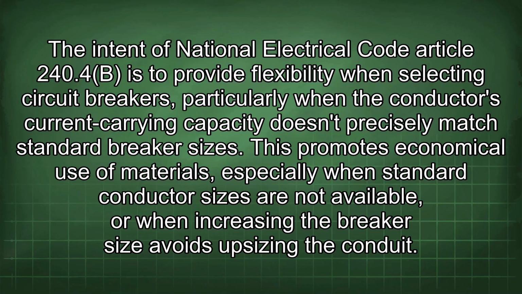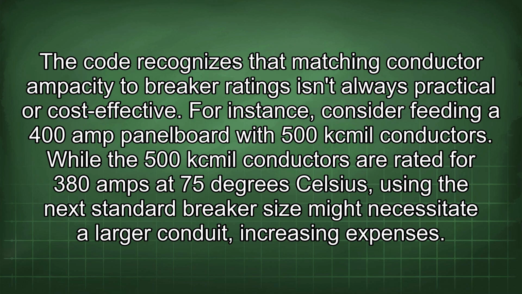The intent of National Electrical Code Article 240.4(B) is to provide flexibility when selecting circuit breakers, particularly when the conductor's current carrying capacity doesn't precisely match standard breaker sizes. This promotes economical use of materials, especially when standard conductor sizes are not available, or when increasing the breaker size avoids upsizing the conduit. The code recognizes that matching conductor ampacity to breaker ratings isn't always practical or cost-effective.